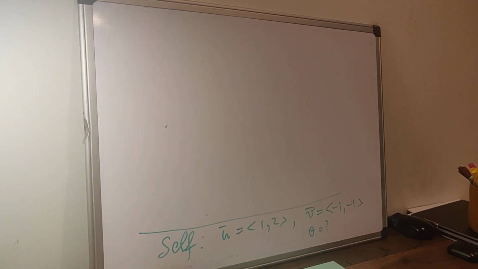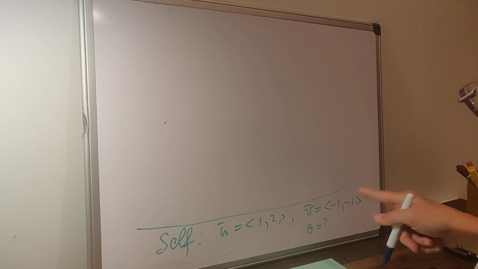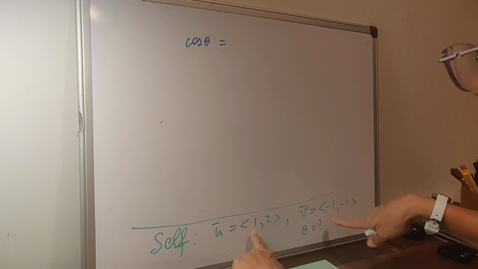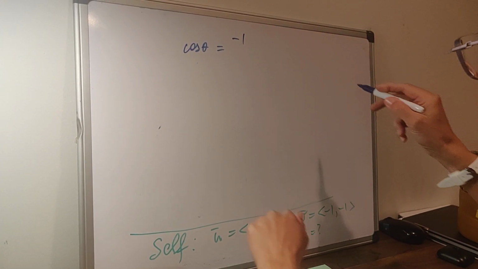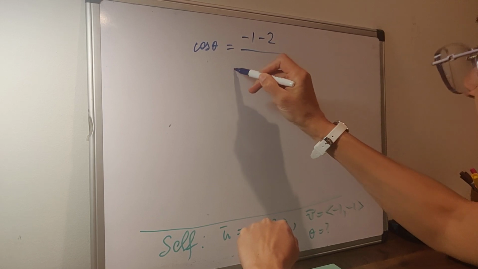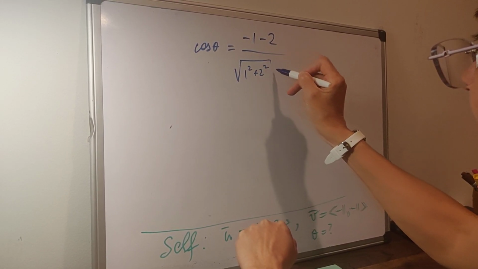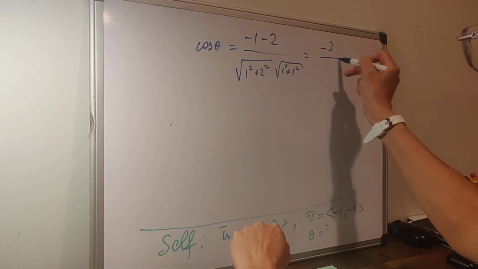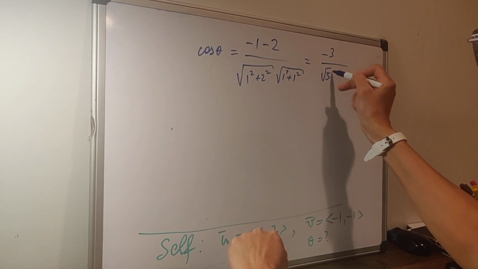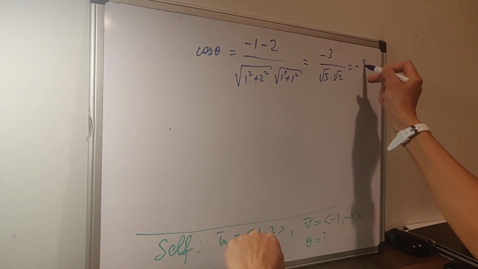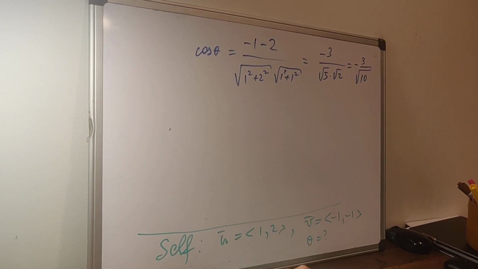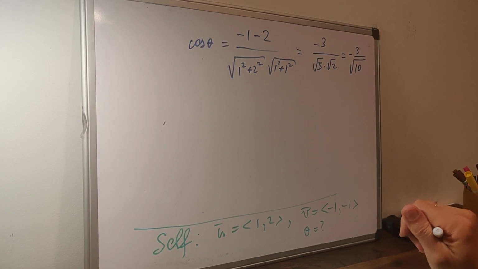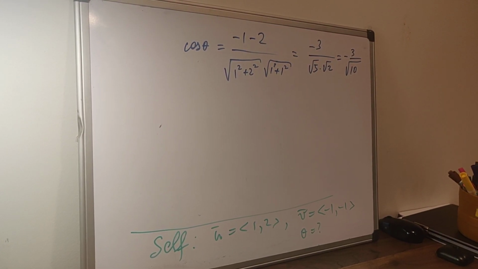Let me get a different marker, a pair of green. According to the formula, cosine of theta is going to be the dot product: 1 times -1 is -1, 2 times -1 is -2. The denominator is the square root of 1 squared plus 2 squared, and the square root of 1 squared plus 1 squared. It doesn't look very nice, but that's -3 divided by the square root of 5 times the square root of 2, so -3 over the square root of 10. And what are we going to have for the angle? Well, we can just calculate cosine inverse, or you can leave your answer like this, if I'm not asking you specifically about angle theta.